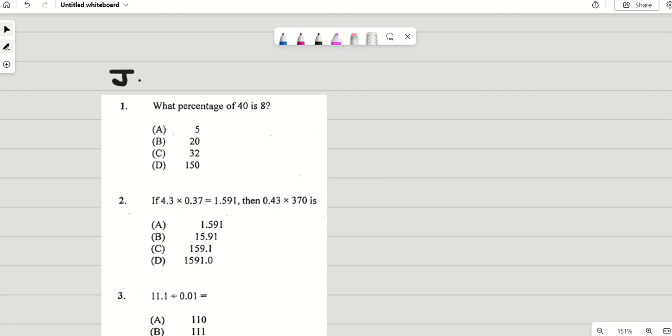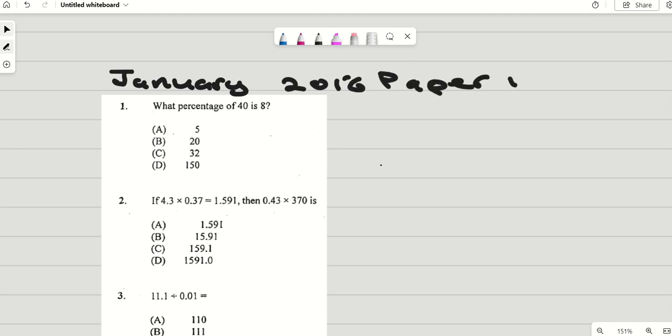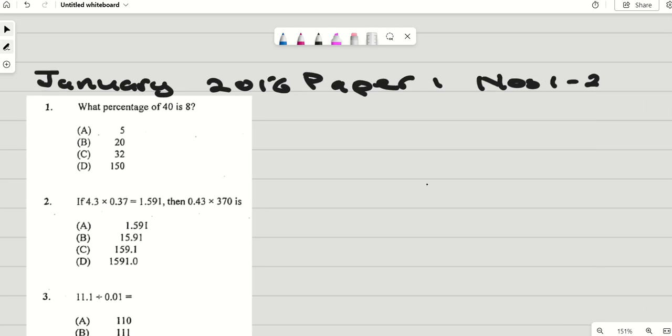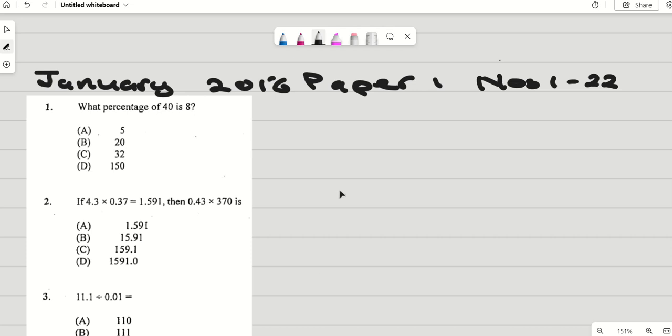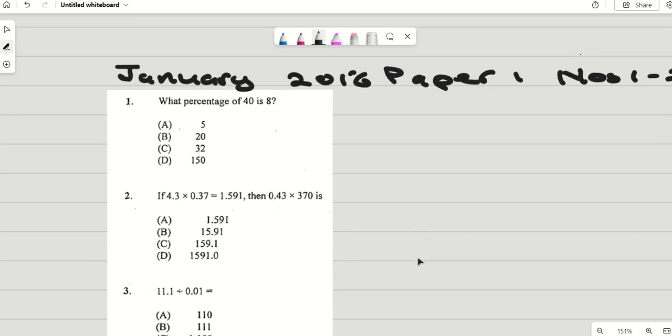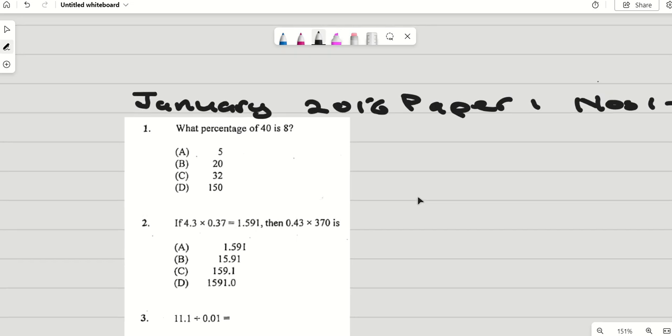So this is January 2016, paper 1, numbers 1 to 22. I believe this one is 2, right? So this section of questions covers number theory, consumer arithmetic, and sets. All right, so let's read the first question.